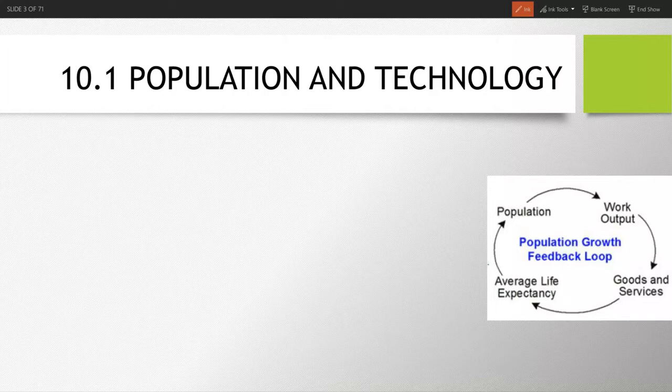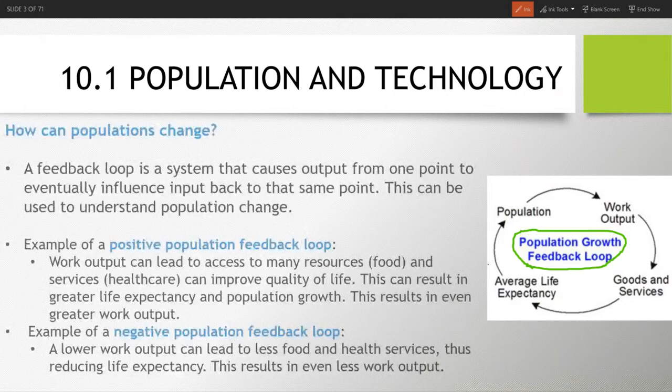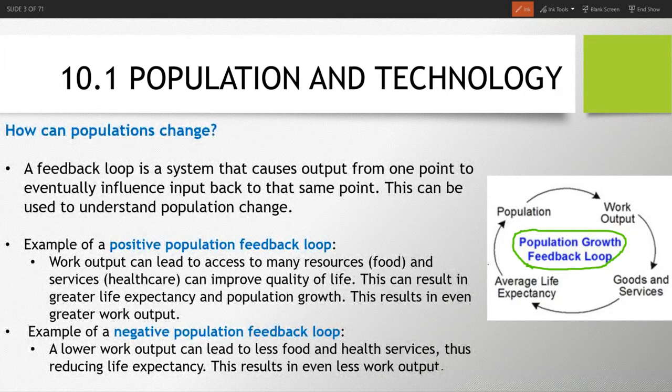So first in 10.1, population and technology, the first thing we'll take a look at is this idea of a feedback loop. So we see over here in the visual, a population growth feedback loop is basically a system where the outputs at any one point in the system feed back into that system and make positive effects better or amplify them, and make negative effects worse and amplify those.